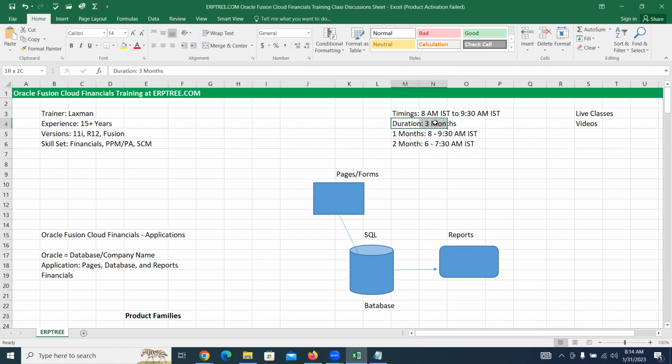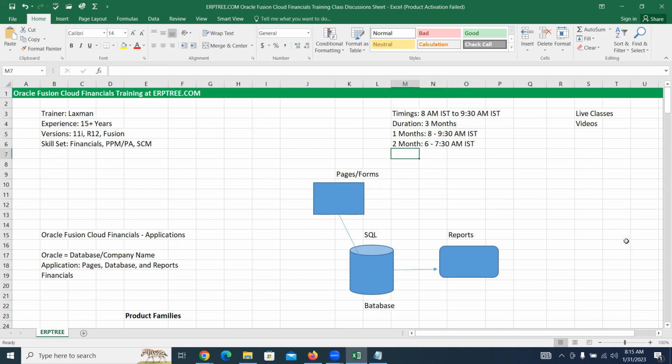The total duration would be 3 months. And for 1 month from now, we will continue the timings 8 to 9:30. After 1 month, we are going to start in advance. We are going to prepone the timings from 8 to 6. We will run the classes 6 to 7:30.